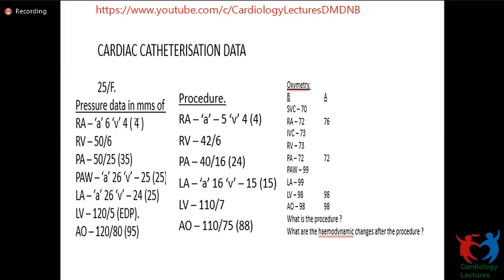Pulmonary wedge pressure A is 26, V is 25. Both are elevated. Then LA pressure A is 26 and V is 24. Okay, elevated, very good. Then LV pressure systolic is 120, diastolic is 5. Normal, okay, sir.